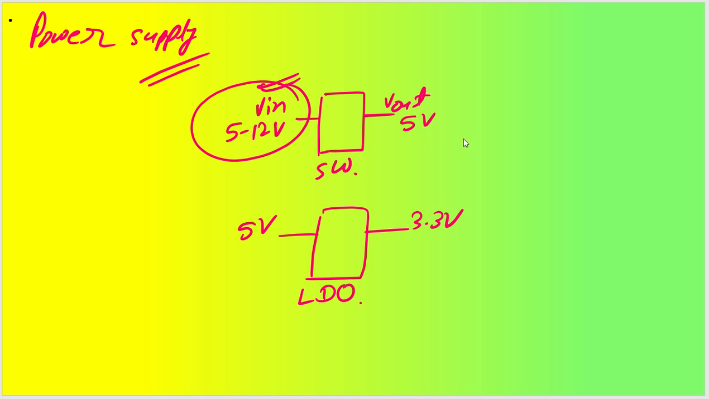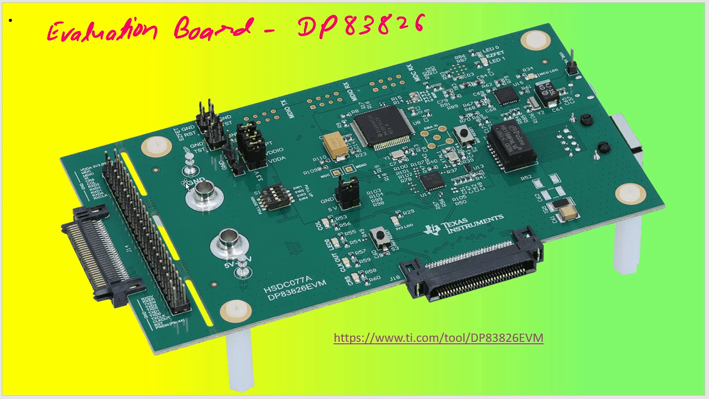So the switching regulator is going to generate your 5 volt output, and this 5 volt output can be utilized to generate, through one linear regulator, a 3.3 volt output. So these two voltages will be utilized. Okay, and as you can see, they have already developed one very nice evaluation board for this particular IC, which is DP83826.